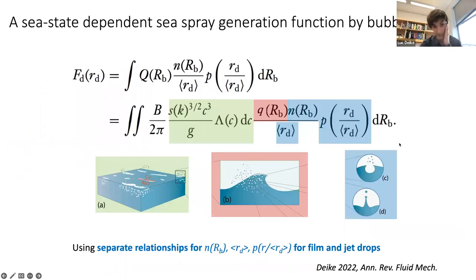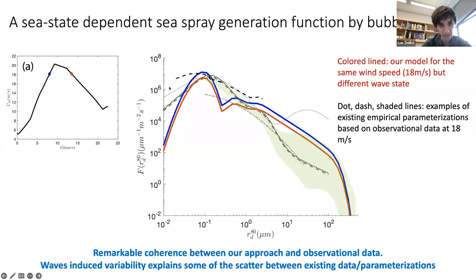And so that's what's going to come through this integral that looks complicated, but again, it's really just superposition of a bunch of processes. So you're integrating over all of your breaking events. That's my green box. You're integrating over all the bubbles created by each breaking event, and that's my red box. And then you're applying these scaling functions in terms of the production of droplets. And again, you do this for both jet and film drops. And so if you can model waves, which we can do using various tools, then you can use the other relationships to predict aerosol production. And so this leads to this final curve in terms of modeling, and then I have a few more discussion points.